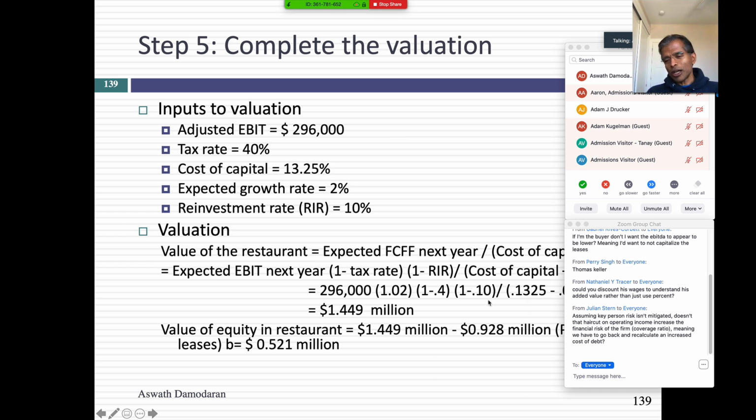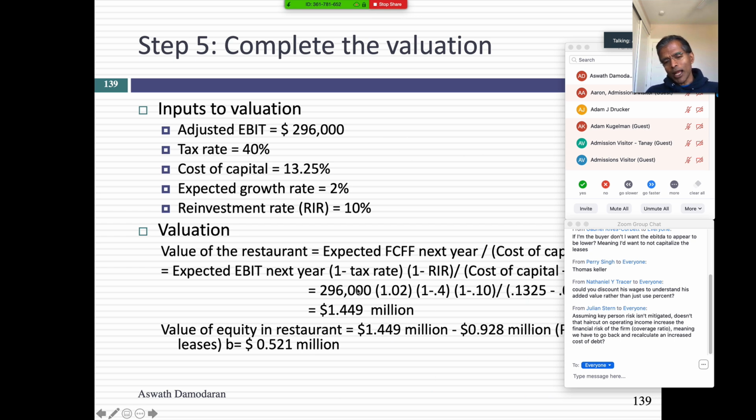So I'm just doing in a shortcut what my free cash flow to the firm is. If you don't like the way I've done it, just do the full free cash flow to the firm divided by cost of capital minus growth, which gives me a value for the restaurant of 1.449 million. That's the value of the entire restaurant. But remember, I've capitalized the leases, and the debt value of the leases is 928,000. You subtract that out from the value of the restaurant. The value of what you would pay for the equity in this restaurant, which is what you're getting from the chef, is 521,000.